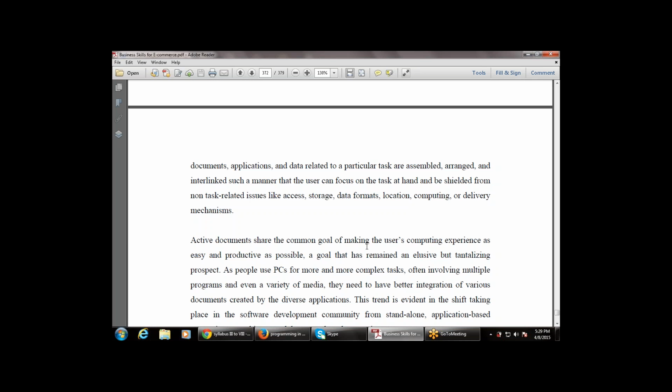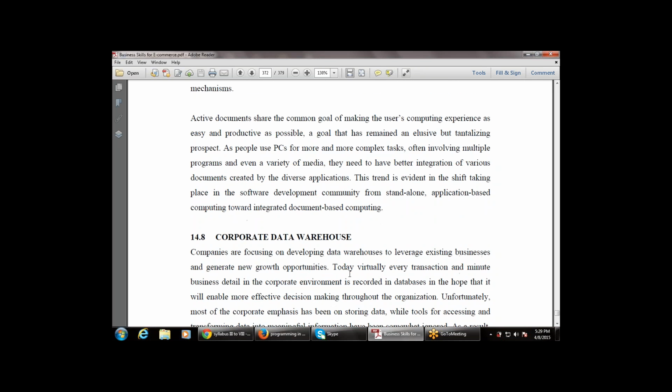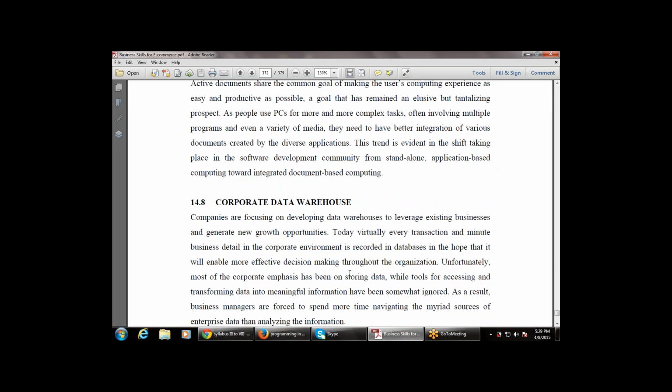Active documents share the common goal of making the user's computing experience as easy and productive as possible. So, what is the role of active documents? The main role is making the user's computing experience as easy and productive as possible. That is the main goal of active documents.